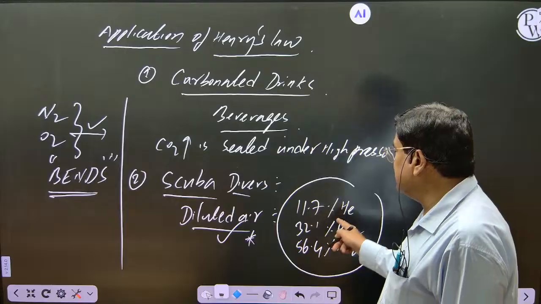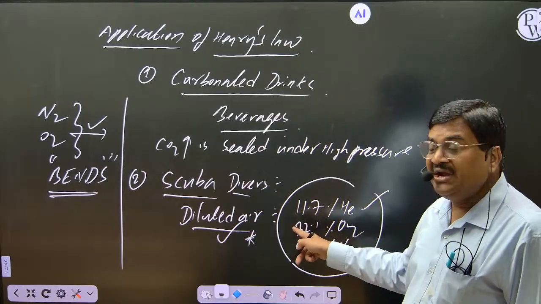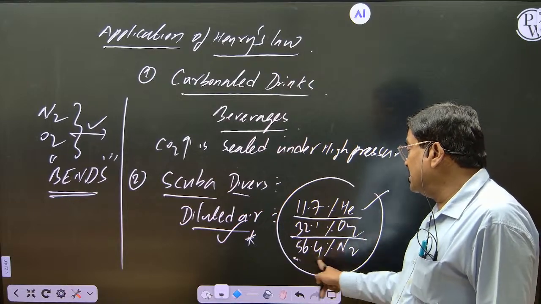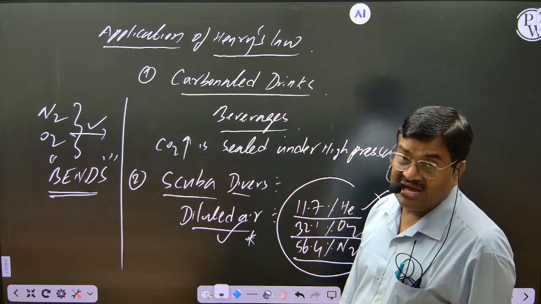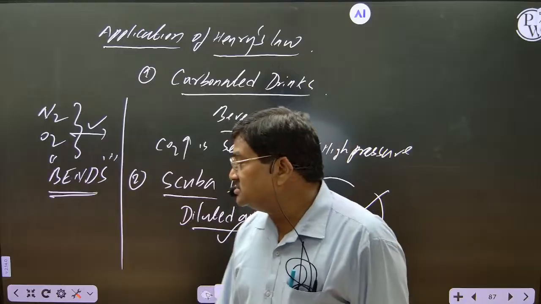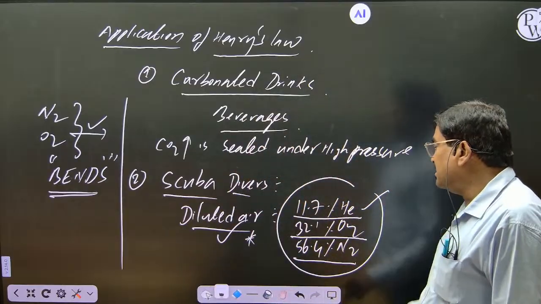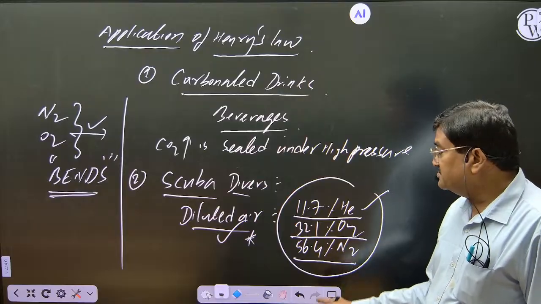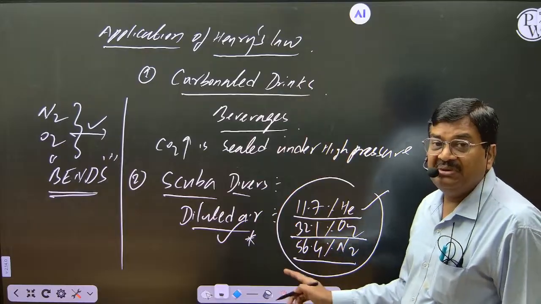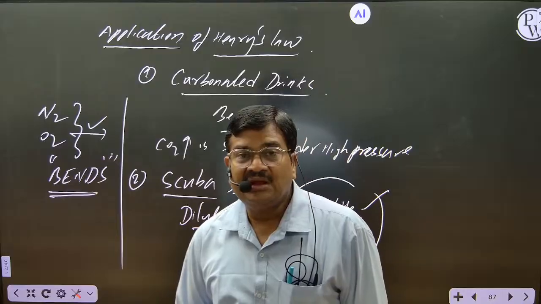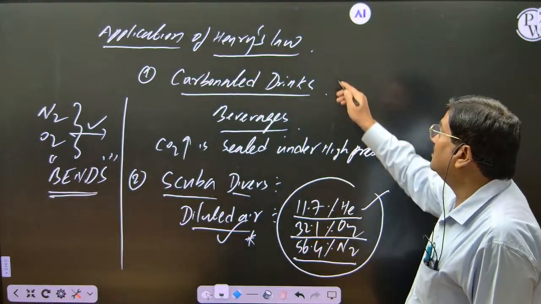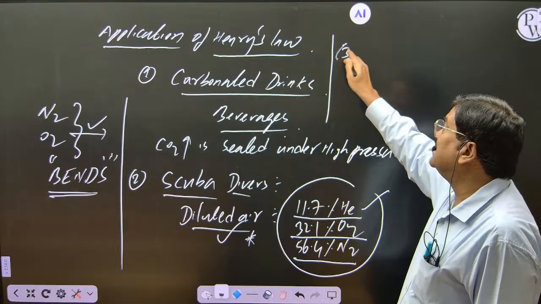That's the reason they carry diluted air, and this percentage you have to keep in star mark. In the exam, the percentage may be asked as a memory-based question. So remember 11.7% helium, 32.1% oxygen, and the rest, about 56%, is nitrogen. This is application 2. Clear? Copied everyone? Are you following, students? Now the last application, the third application.